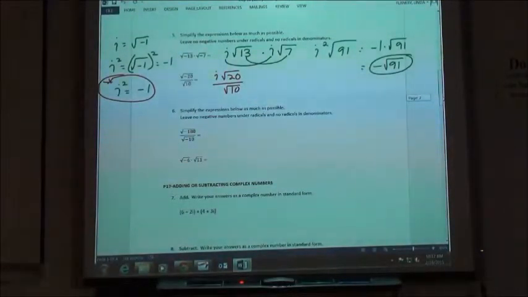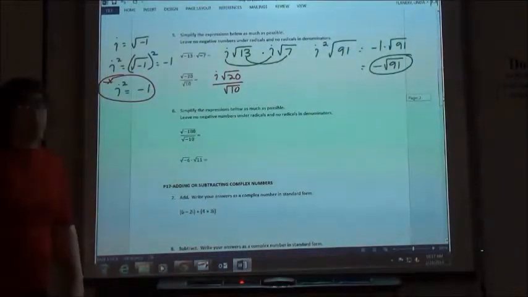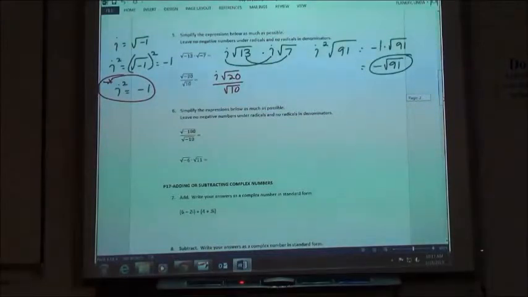What can we do with the square root of 20 over the square root of 10? You can bring it down. What did we do in the previous one when they were both under square roots? We're not multiplying there, we're dividing. Look at the first one. When we had a square root over another square root, what did we do?